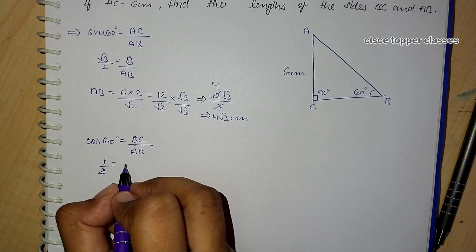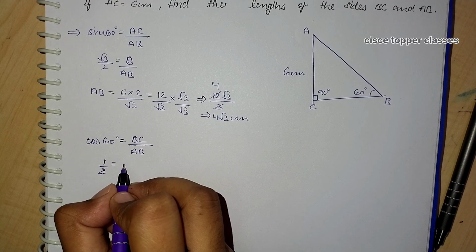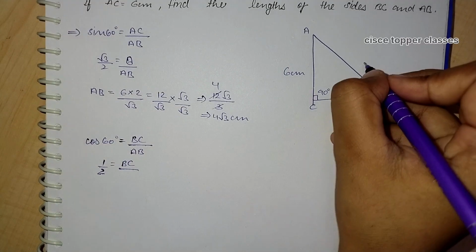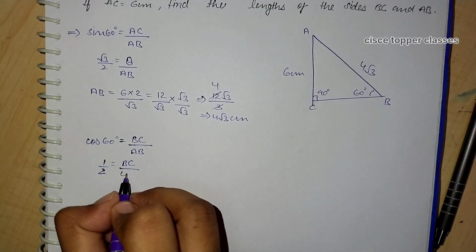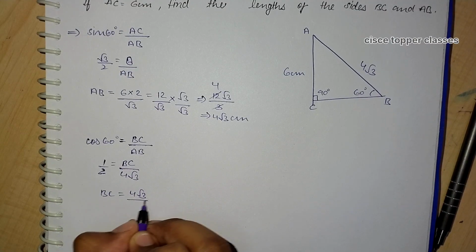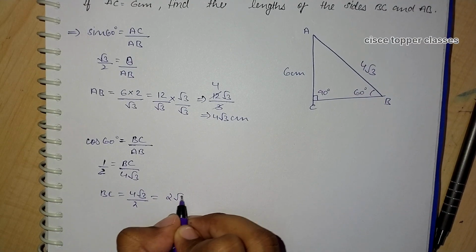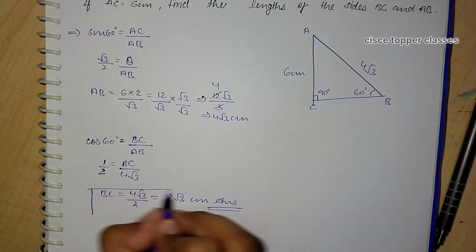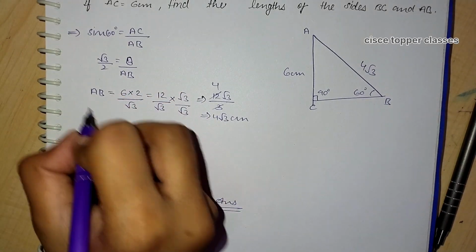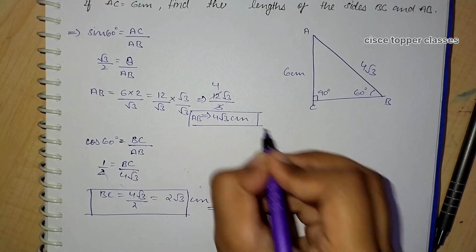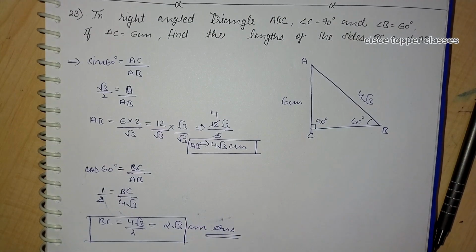So BC we have to find, and AB we know this is 4 under root 3 centimeter. So we'll put the value here. From there we can find the value of BC as 4 under root 3 divided by 2, means 2 under root 3 centimeter is the value of BC here. So this is the final answer in this question. AB and AC only we have to find here. This is the final solution of 23rd question.